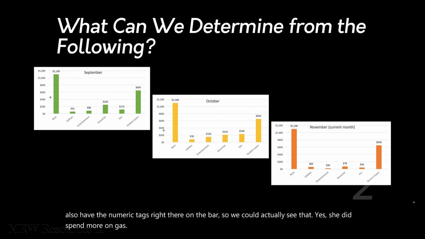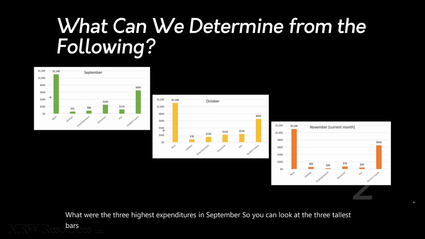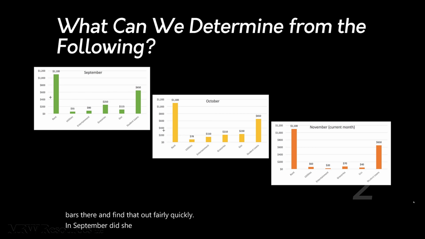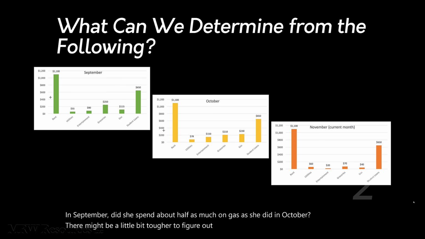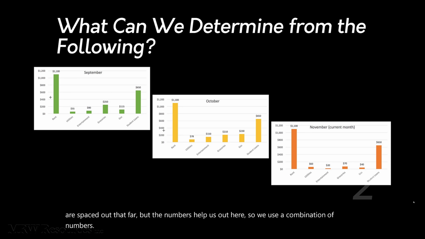What were the 3 highest expenditures in September? So you can look at the 3 tallest bars there and find that out fairly quickly. In September, did she spend about half as much on gas as she did in October? That might be a little bit tougher to figure out just looking at the bars, especially bars that are spaced out that far, but the numbers help us out here. So we use a combination of numbers and visuals to help make good comparisons.